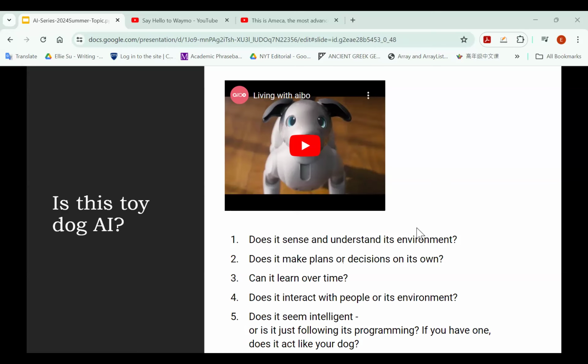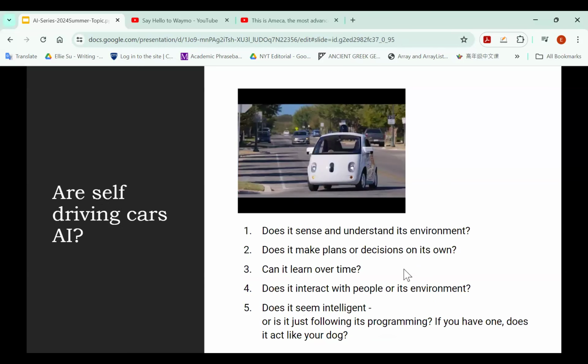Okay, so now let's look at the second example and think about whether it senses and understands its environment, for the car. So the car uses its cameras, if you see up here, to see the surroundings, and it uses other sensors to know when other cars are around, and it knows when the person enters the car. So I think it passes the first question.